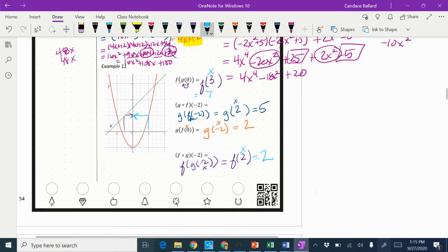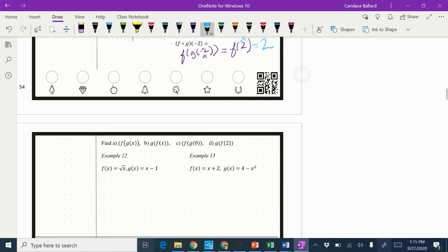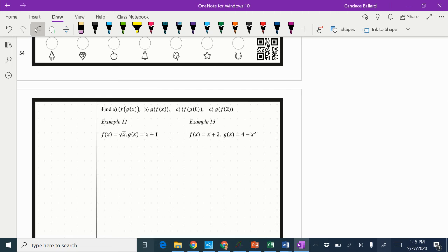So we're going to keep going just a bit. Sometimes they give us a slightly different take on this. It looks like we're going to find 4 different things on these. Okay, so I need to take g and I need to substitute it into f. So I'm taking this function and I'm plugging it into f.